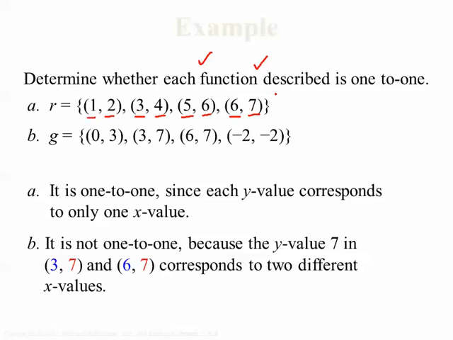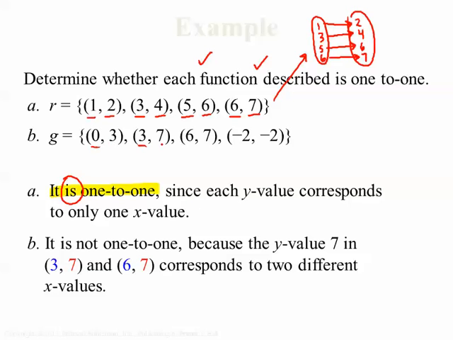So if you looked at the map on this, you'd have 1, 3, 5, and 6. 2, 4, 6, and 7. And 1 maps to 2, 3 maps to 4, 5 maps to 6, 6 maps to 7, and they're all one-to-one. Every x corresponds with one y value and vice versa. And that's what it means to be one-to-one. So yes, this one is a one-to-one function.